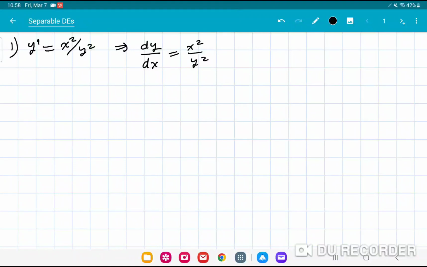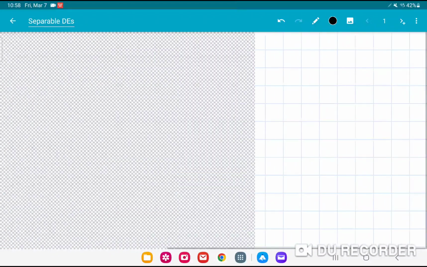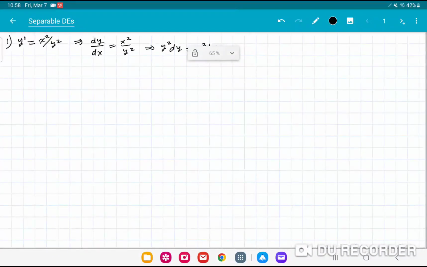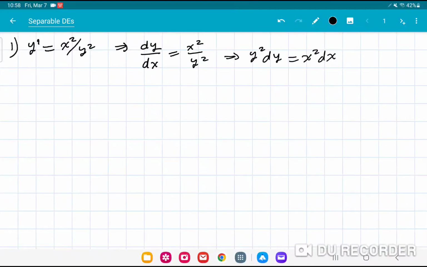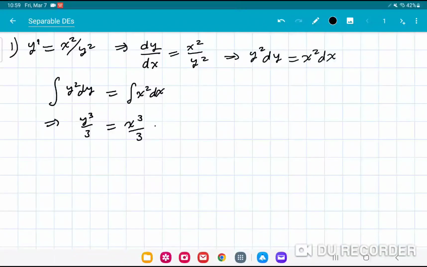And now we separate the y's and the x's. So when you move the y squared over to the other side, you get y squared dy, and on the other side you have x squared dx. Now what we need to do here is integrate y squared with respect to y and integrate x squared with respect to x. This gives you y cubed over 3 equals x cubed over 3 plus this integration constant. I'll just call it c1.